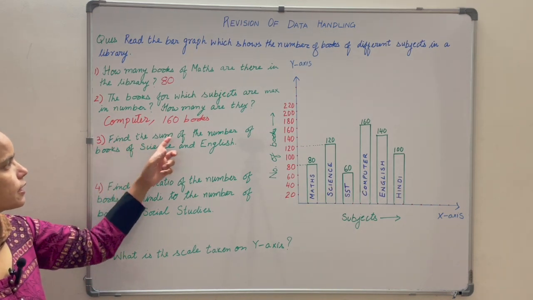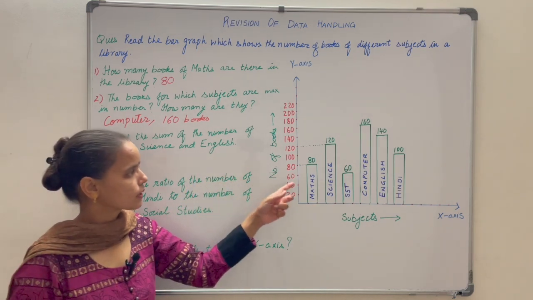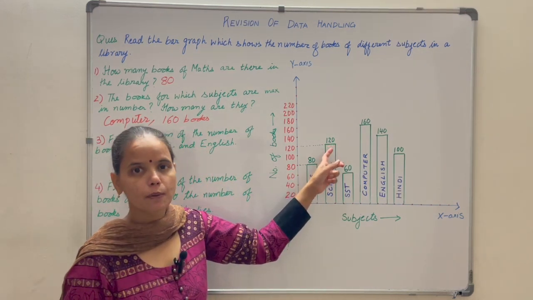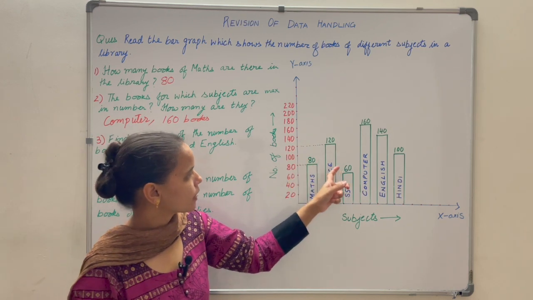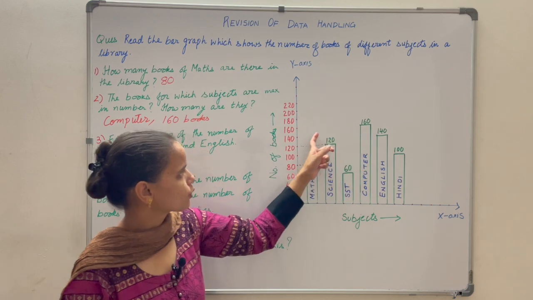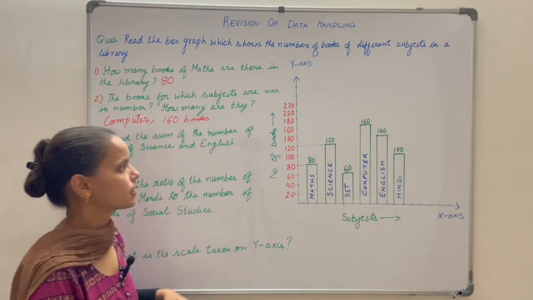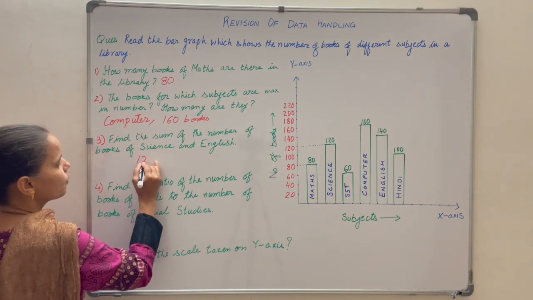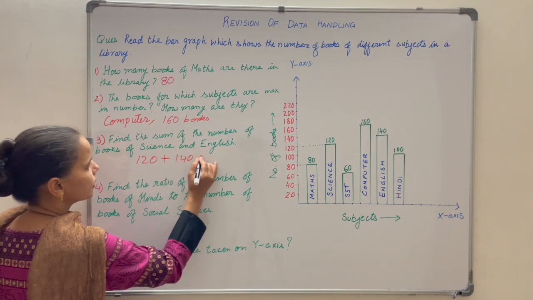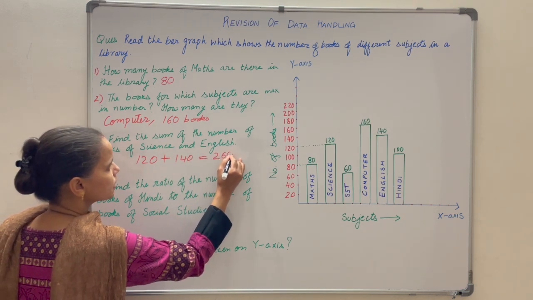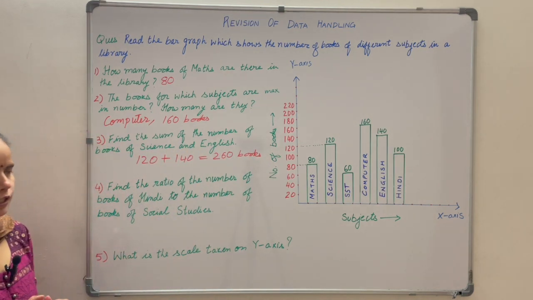Next, find the sum of the number of books of science and English. So your science is here. Science, how many number of books are there? You can see on y-axis it is showing 120 books. For English, this is the bar. It is showing 140. You need to find the sum for science and English. So let us add it. How much is the sum? 120 plus 140. So that is equal to 260 books for both science and English.